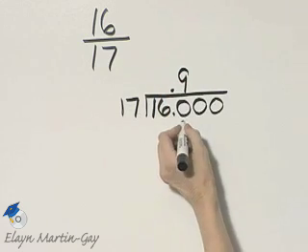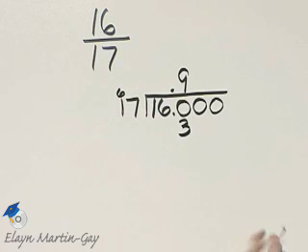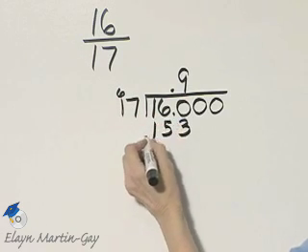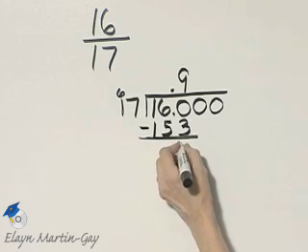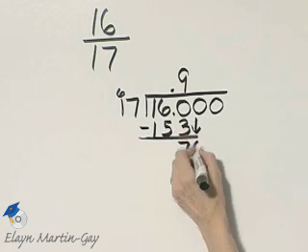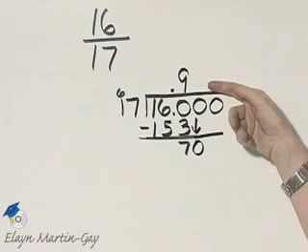9 times 7 is 63. Carry the 6. 9 times 1 is 9, plus 6 is 15. So I have 160 minus 153. I know that's 7. Bring down the 0. How many times does 17 go into 70?